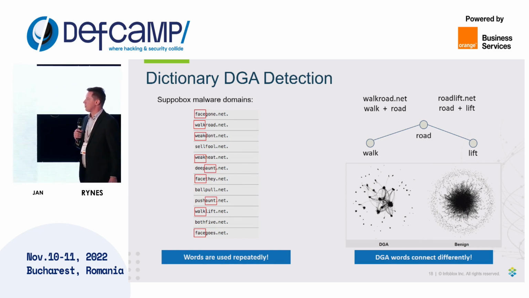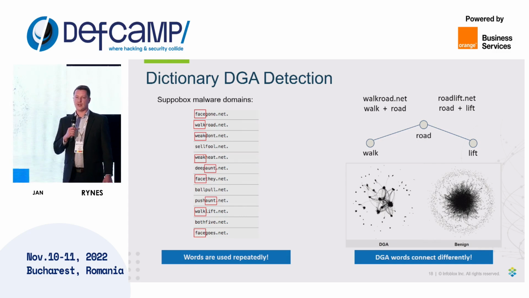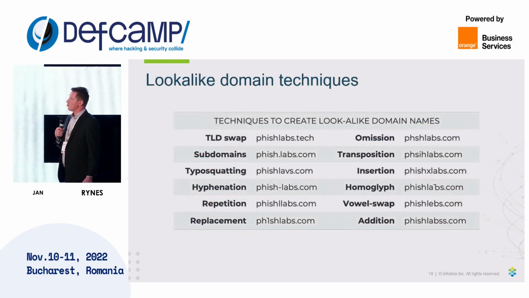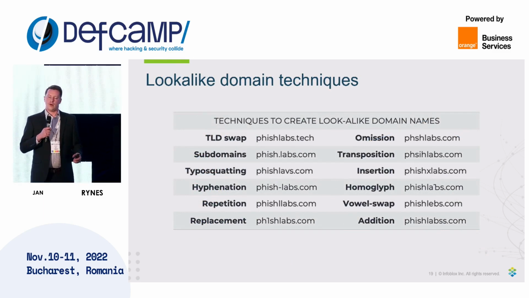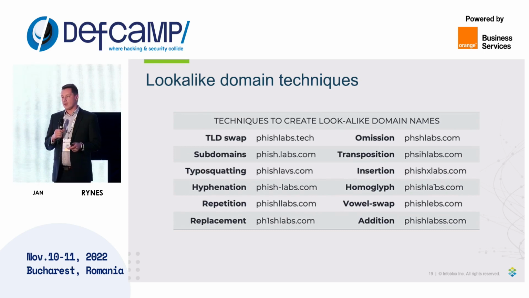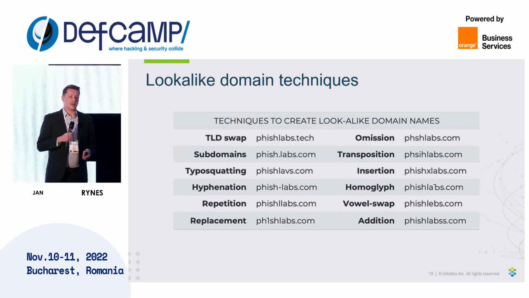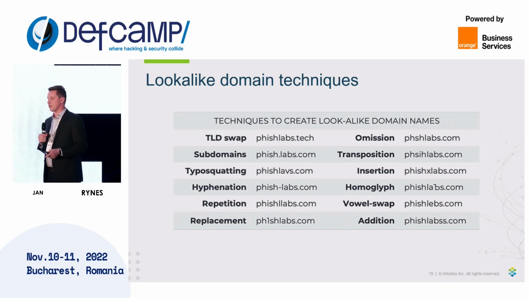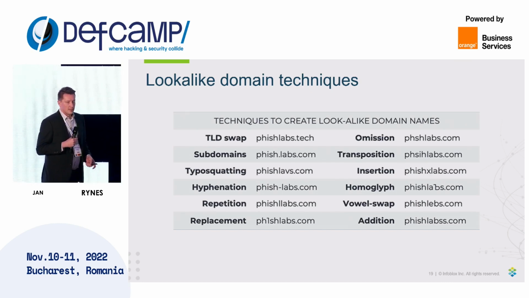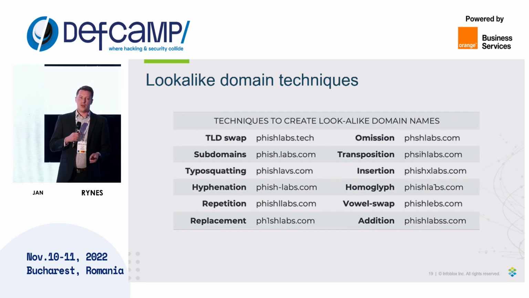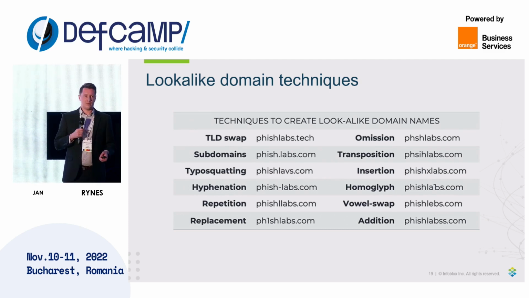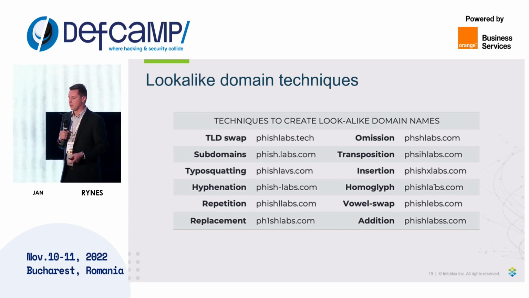So this is a way how you can actually detect dictionary DGA. How to think of another way attackers fool users? Because users will always be the weak link. There will always be somebody who will misread, misclick, misinterpret. So if the attacker would like to create some kind of lookalike domain, there are quite plenty of things that the attacker might do.